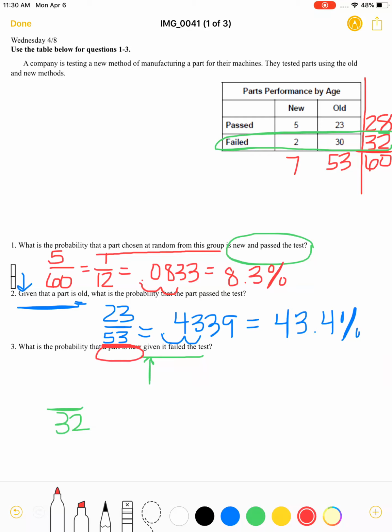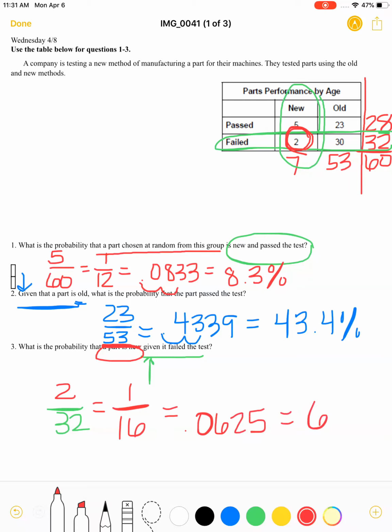So here is our new parts on the table, and they had to fail. How many new parts failed the test? 2. So 2 out of the 32. So we reduce that, and we give the decimal, and then we want to give the percent. So that's 1 over 16. As a decimal, 0.0625. And then as our percent, 6.3. So that is 1 through 3.